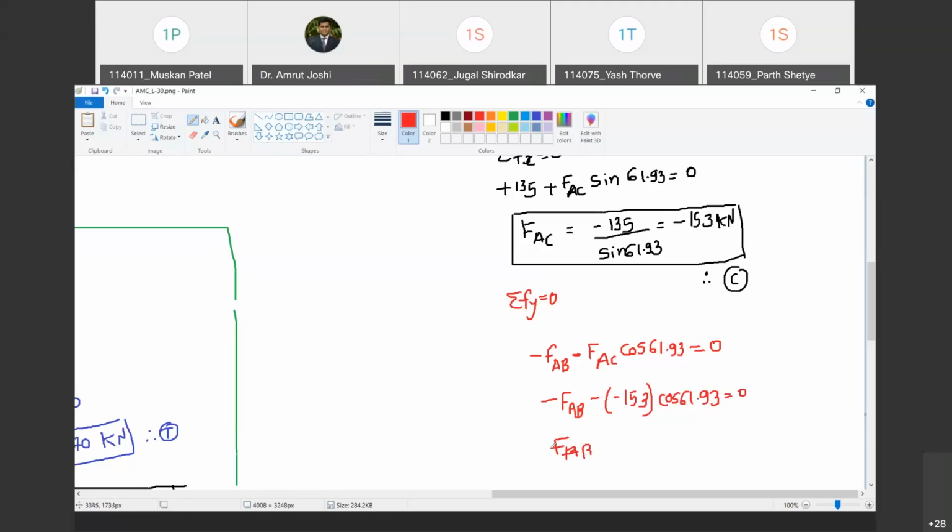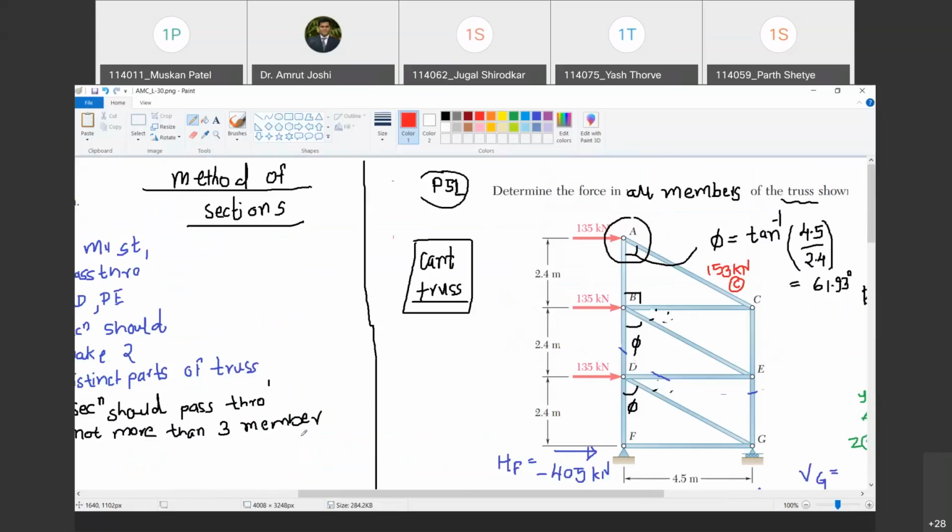So tell me how much is that? 71.994. 71.99. So 72 we will take it as. Are you with me? Yes, sir. 72 kilonewton. And what is the sign? Sign has turned out to be positive. Therefore, it has to be tensile. Originally assumed sense is correct. Do you agree with me? Yes, sir. So let me write down that FAB 72 kilonewton tensile.